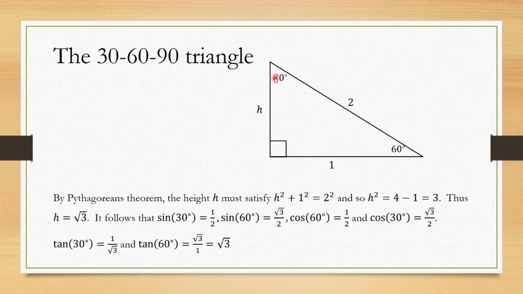All right, good. And then for cosine of 60 degrees, you would have adjacent over hypotenuse. Again, this is 60 degrees. The adjacent side here is 1. And for cosine of 30 degrees, the adjacent side is h.